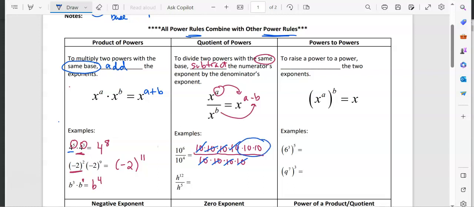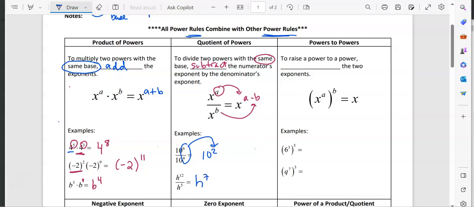And what that leaves me with is 10 times 10 in the numerator. And actually what I have down here in the denominator is a 1. And what I will then have is 10 to the 2nd power. Again, the squared was in the numerator, so this is 10 to the 2nd power. And 6 minus 4 is 2. For this one here, h to the 12th divided by h to the 5th is h to the 7th.